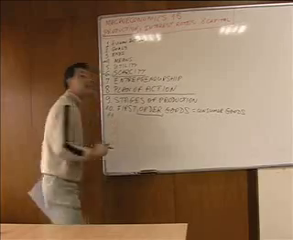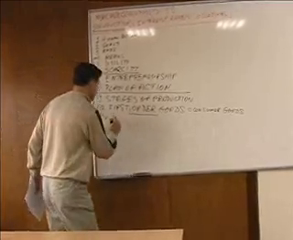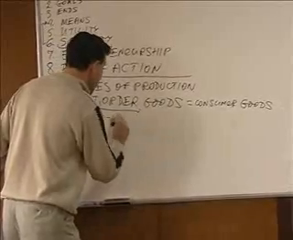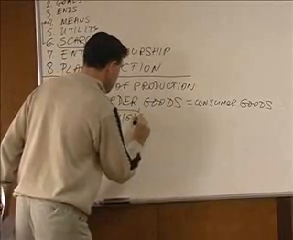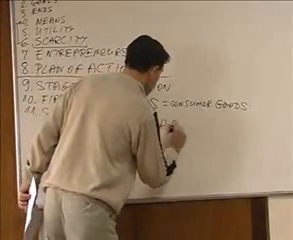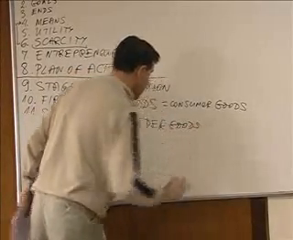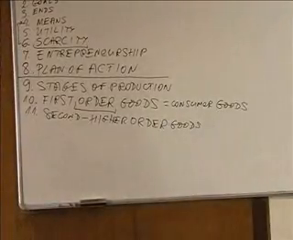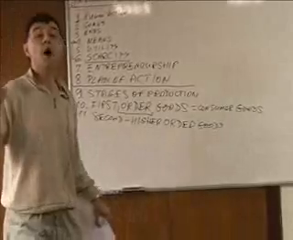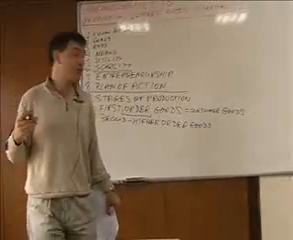Then you have second and respectively higher order goods. And second order goods are goods that are removed one step from the consumer.